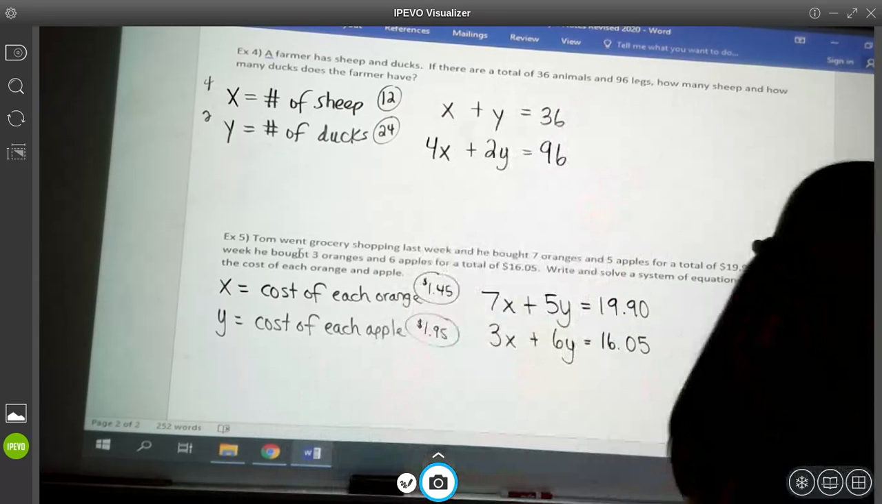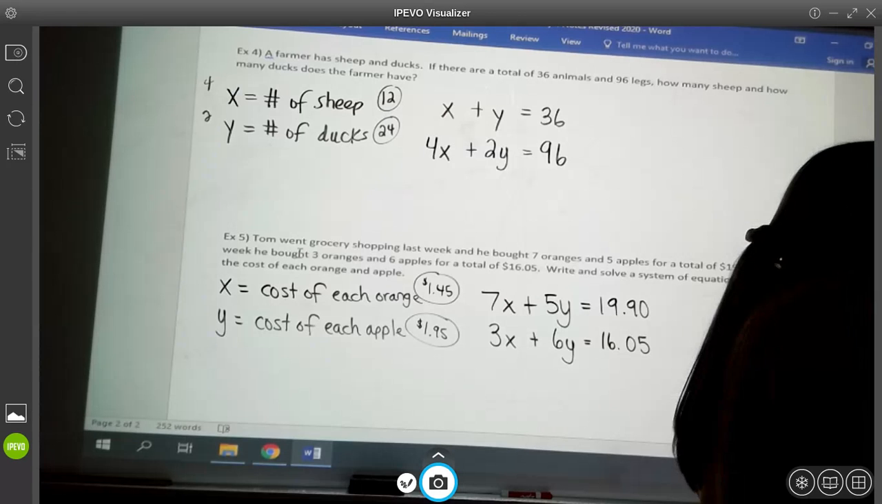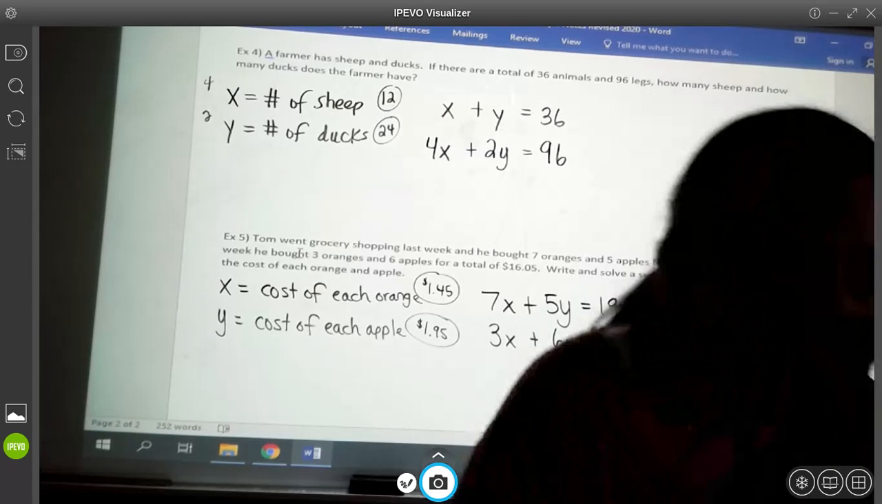You have an assignment on quizzes that is due tomorrow on these word problems. As always, reach out to us if you need us.